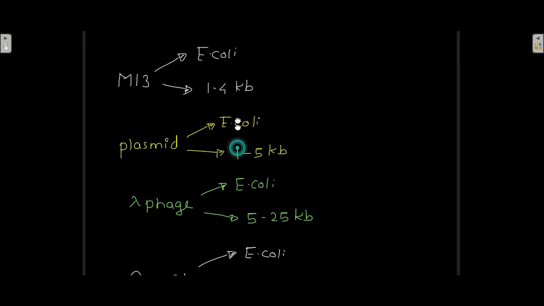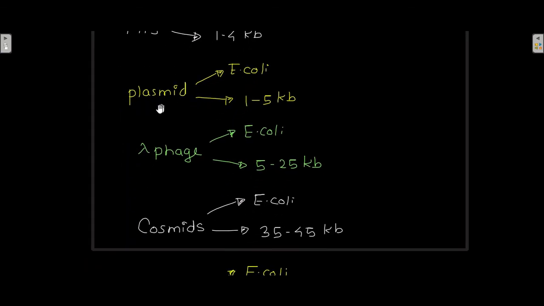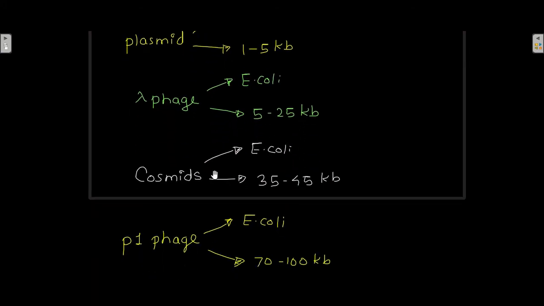Then you have plasmid. The host cell of plasmid is also E. coli. For lambda phage it is also E. coli. For cosmids it is also E. coli. The carrying capacity of plasmid is 1 to 5 kb, whereas the carrying capacity of lambda phage is 5 to 25 kb. And for cosmids, the carrying capacity is about 35 to 45 kb.